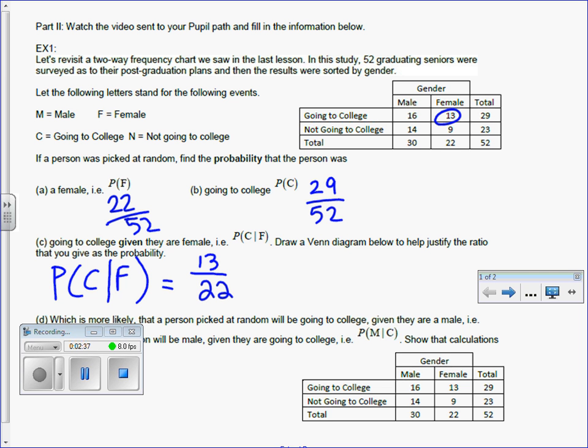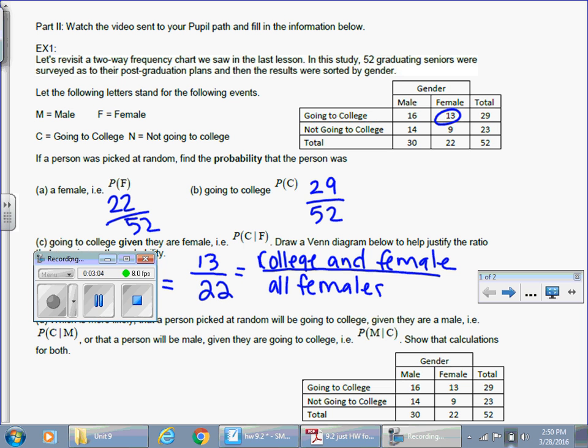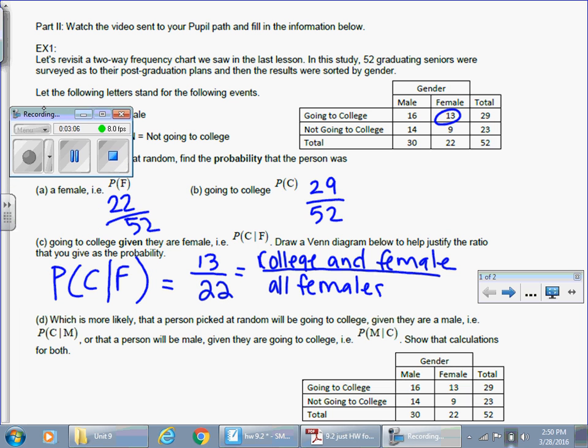Okay. We're going to eventually generalize how we did this. But the top we found from the females who go to college, so college and female. And the bottom was just the given information. So just all females. Okay, let's look. We didn't draw a Venn diagram, that's okay. So let's look at part D now.